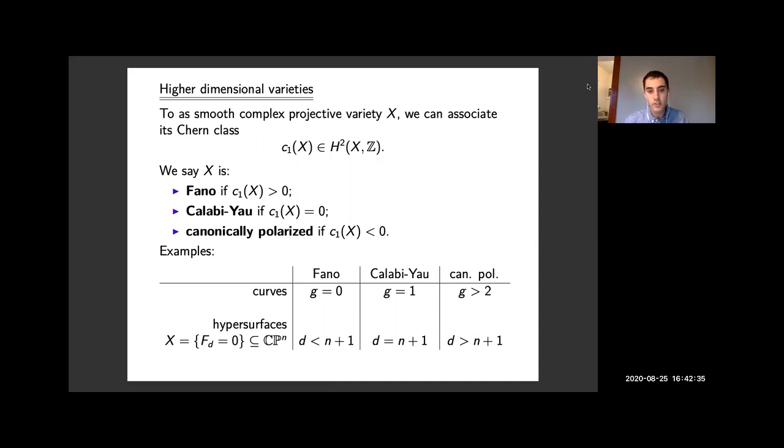So for hypersurfaces, let's say I have a hypersurface which is cut out by a degree d polynomial in complex projective space CP^n. Essentially, the positivity or negativity of the Chern class is determined by the difference between n+1 and the degree of that polynomial. So the Fano case is that the degree is less than n+1. And if you think about the example that I had on the first slide, the algebraic variety that I had graphed was actually going to be a Fano variety because the degree was 3 and it was living inside of CP^3.